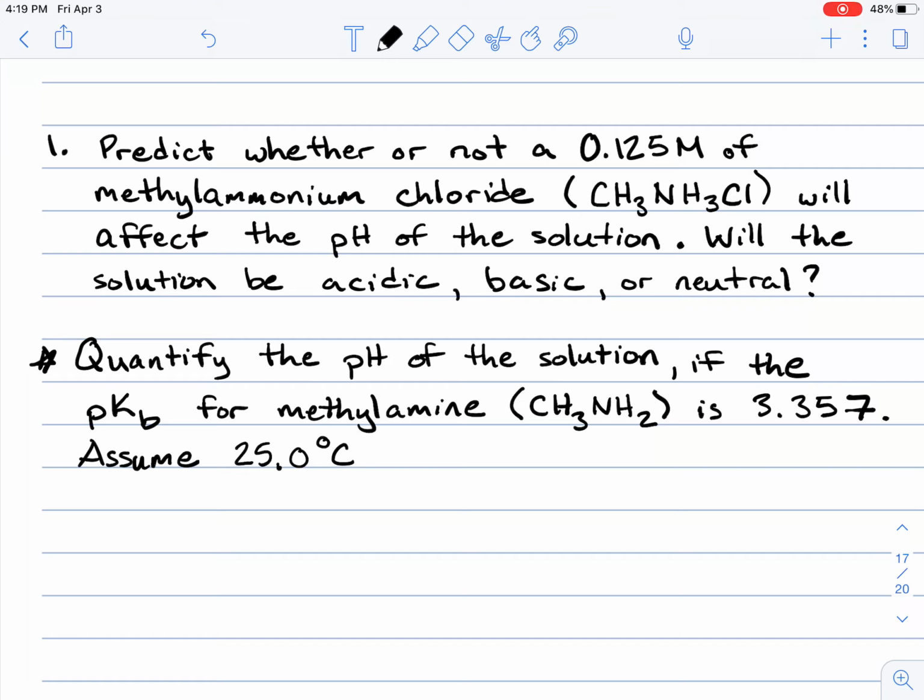Now, for number 1, it's going to ask 2 questions. We're first going to predict whether or not 0.125 molar methyl ammonium chloride will affect the pH of the solution, and if so, will it be acidic, basic, or neutral? Next, we are going to take it one step further, and instead of just leaving off on that prediction, we are going to quantify the pH of that solution if the pKb for methylamine is 3.357.